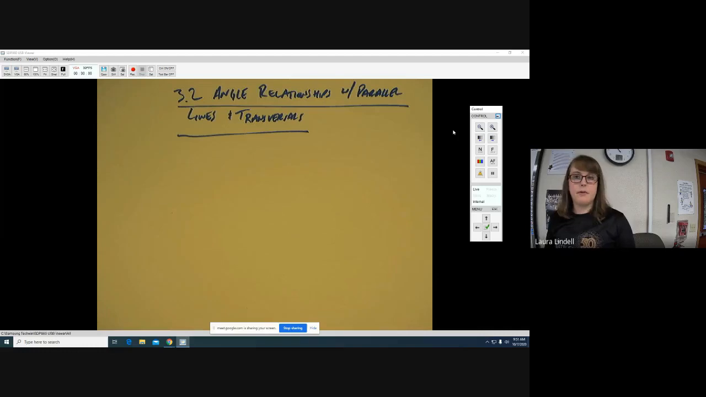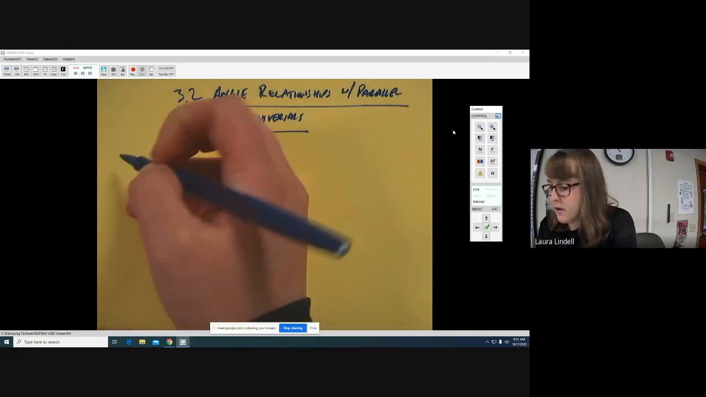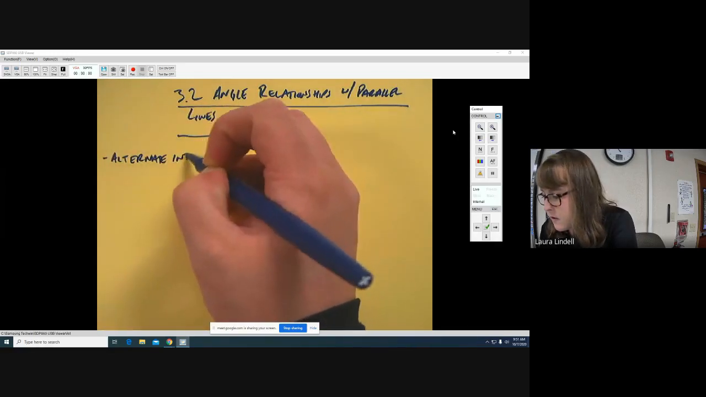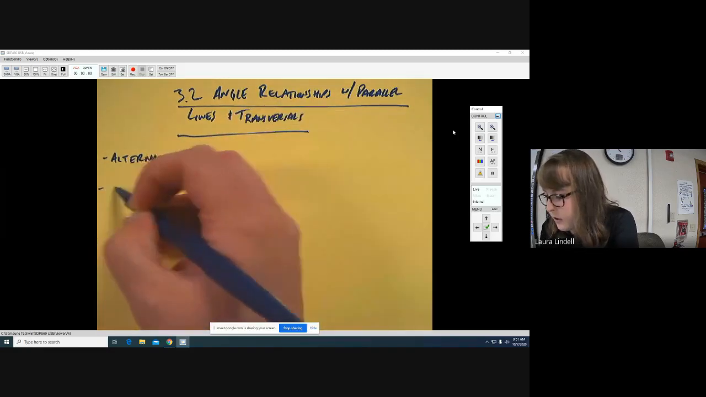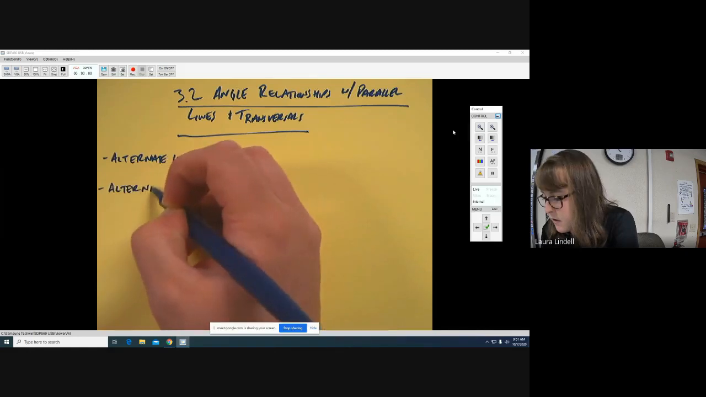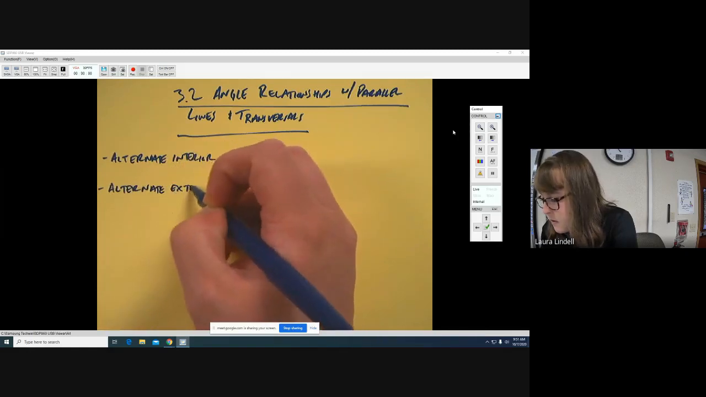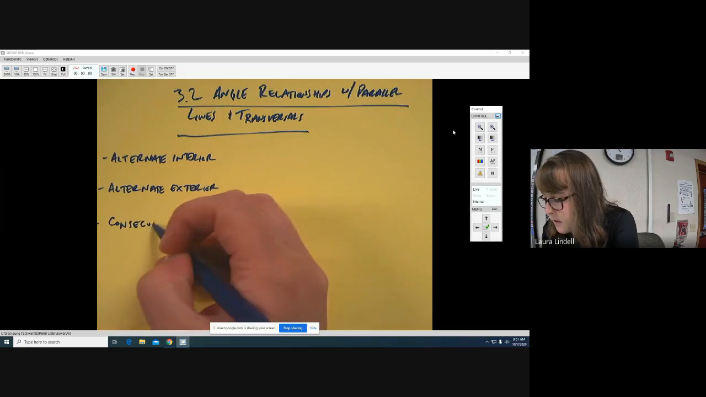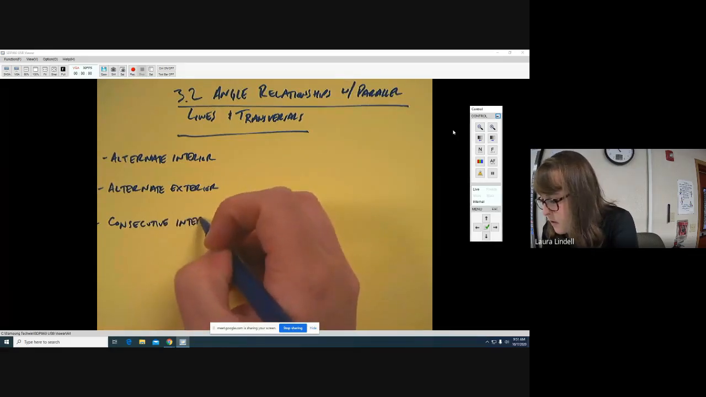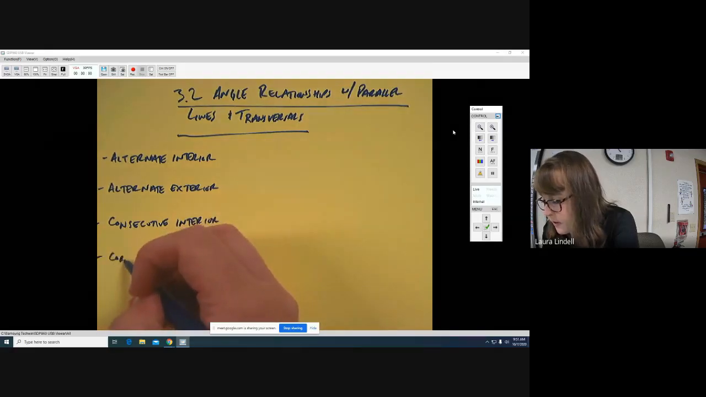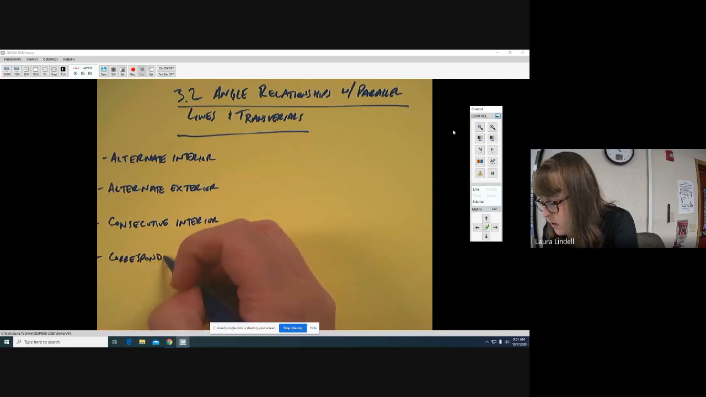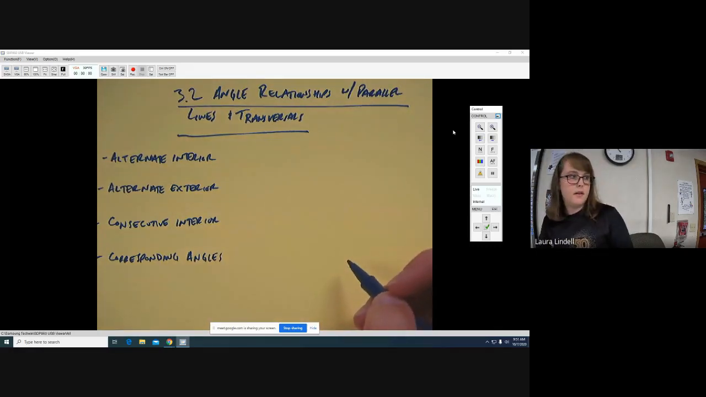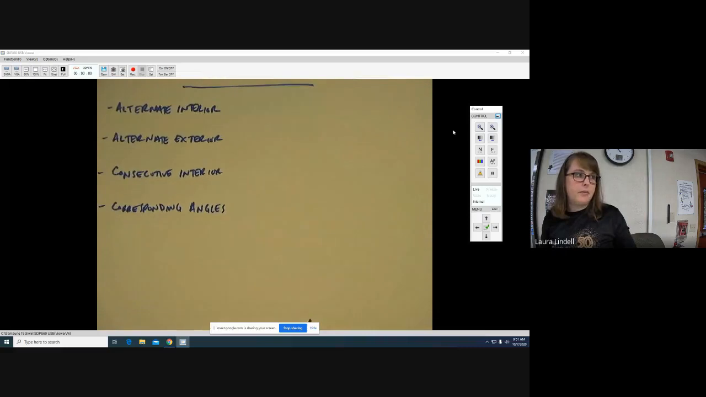Yesterday we talked about some different angle relationships. We had alternate interior, we had alternate exterior, we had consecutive interior, and we had corresponding angles. So those were the names of all the angle relationships.